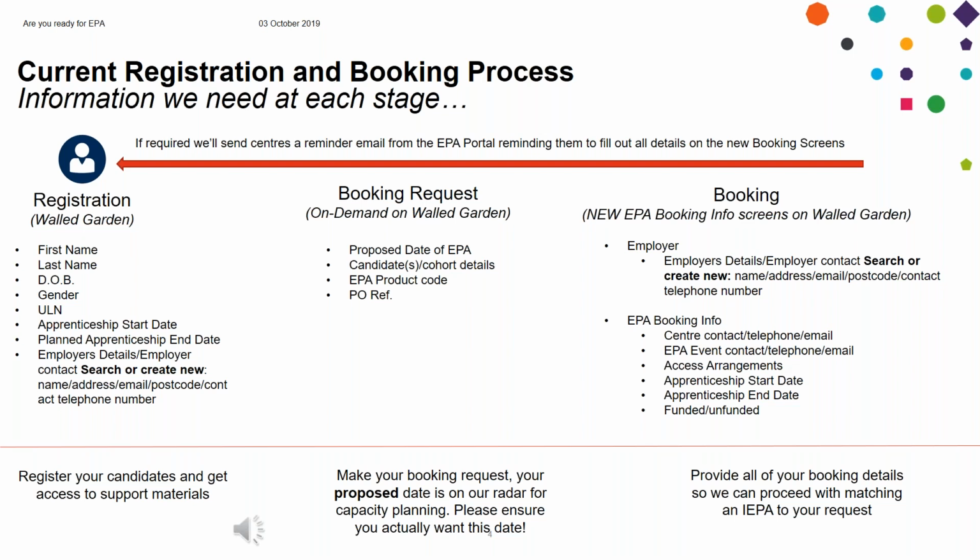We also require the apprenticeship start date and end date, and whether the apprenticeship is funded or unfunded. All these details must be completed on the booking form to allow the booking to proceed to the next stage. If any of this information is not provided, it will delay access to the EPA portal to upload your mandatory evidence. If you have any problems completing the forms, please contact the EPA Customer Success Team.